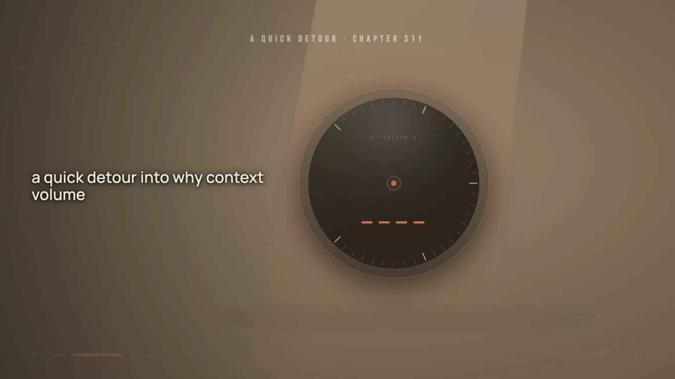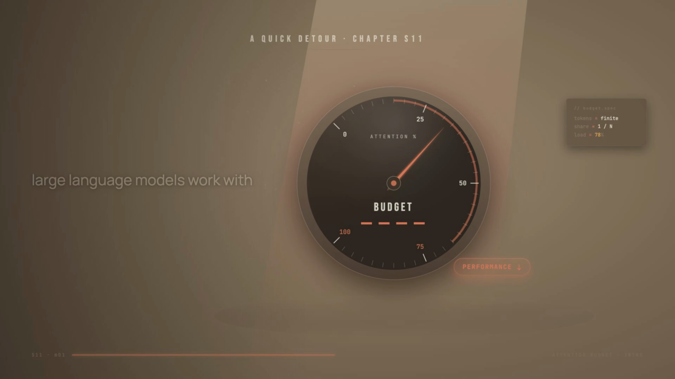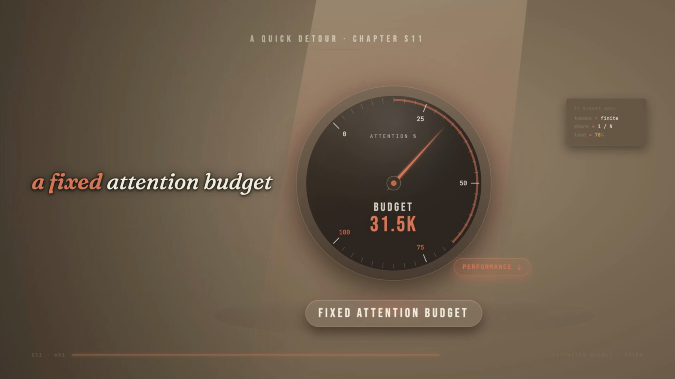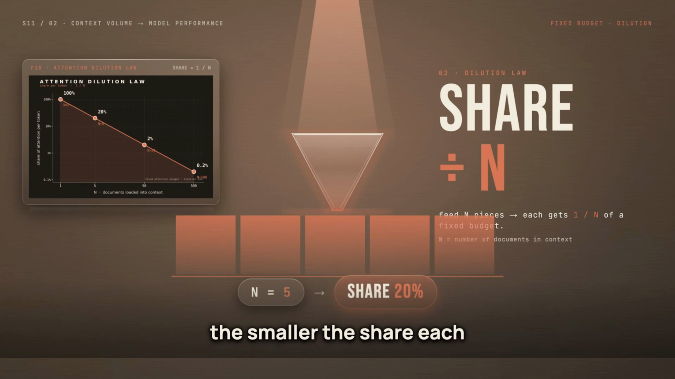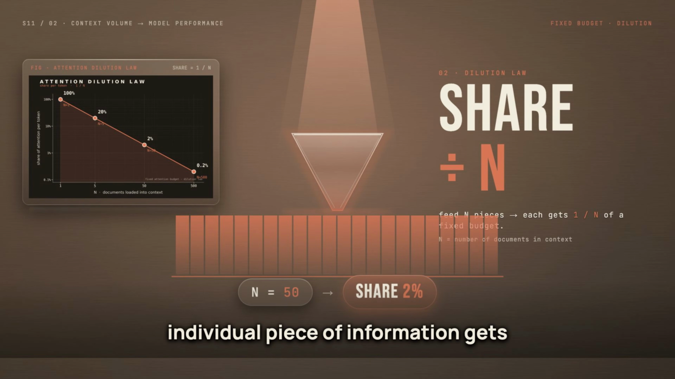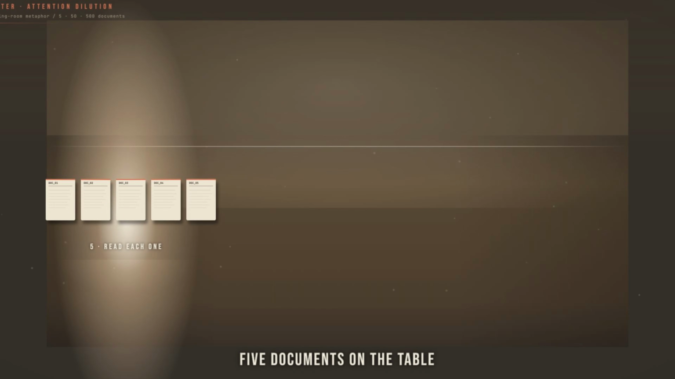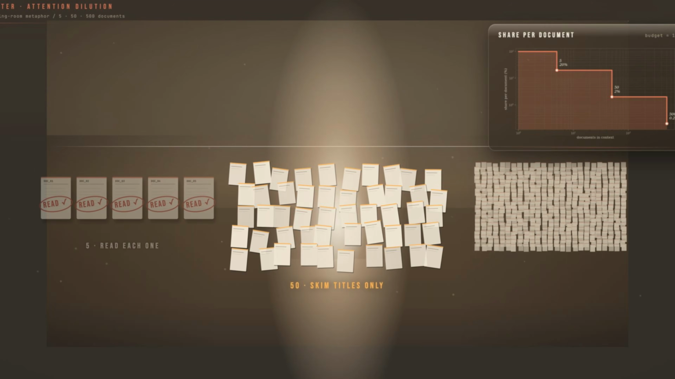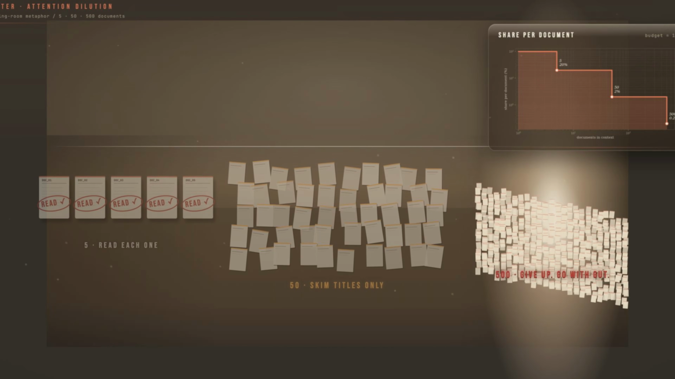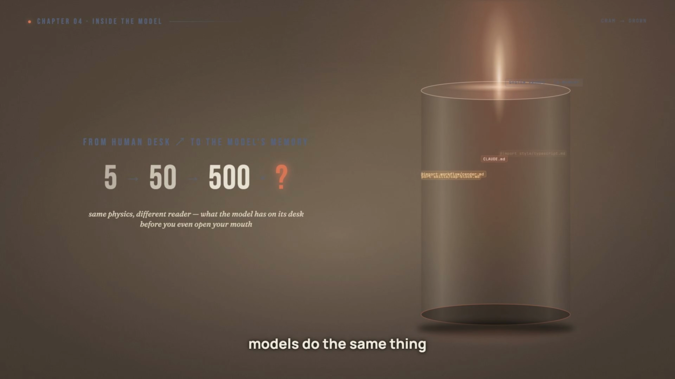A quick detour into why context volume hits model performance so hard. Large language models work with a fixed attention budget. The more information you feed in, the smaller the share each individual piece of information gets. Picture walking into a meeting. 5 documents on the table, you can read each one carefully. 50 documents, you skim titles. 500 documents, you give up and just go with your gut. Models do the same thing.